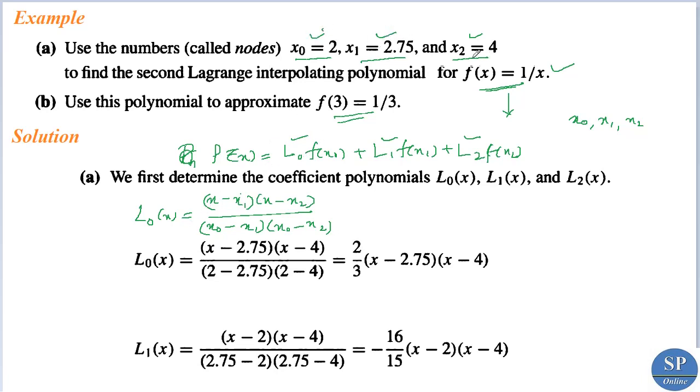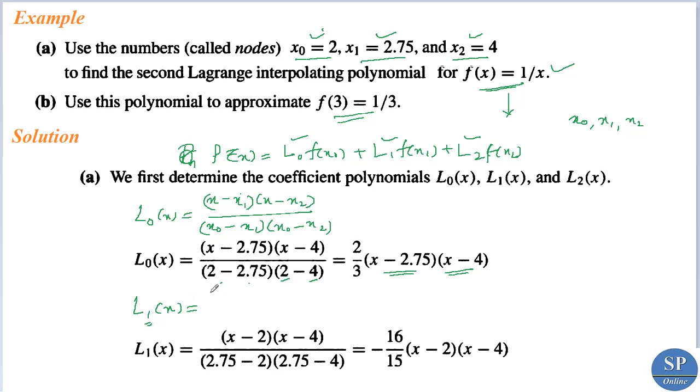Now replacing the values of x0, x1 and x2 here, we have x0 is 2, x1 is 2.75 and x2 is 4. So x minus 2.75 into x minus 4 divided by 2 minus 2.75 into 2 minus 4. Simplifying this, we will get 2 by 3 into x minus 2.75 into x minus 4. So this is L0.